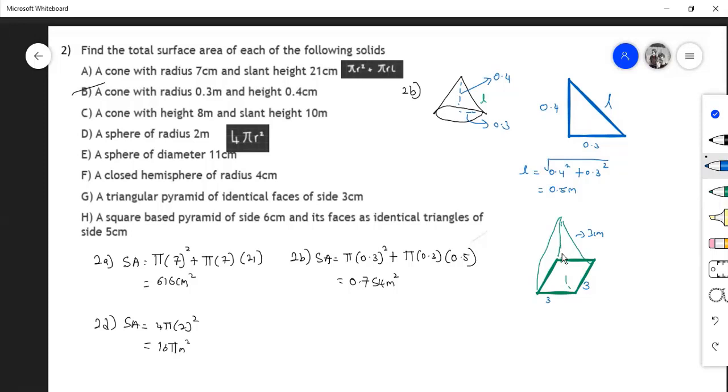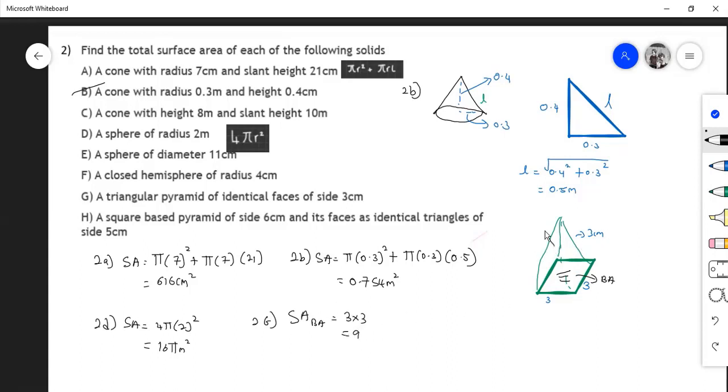So how can you find this surface area? Basically, I'll show you step by step. First, you need to find the base surface area. So I'm going to write here question 2G. Sorry, it's question 2G. I want to find the base, so I'll label this as BA for the base. I write here surface area of BA is equal to 3 times 3, which is 9.